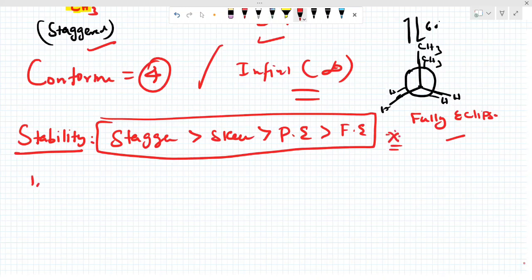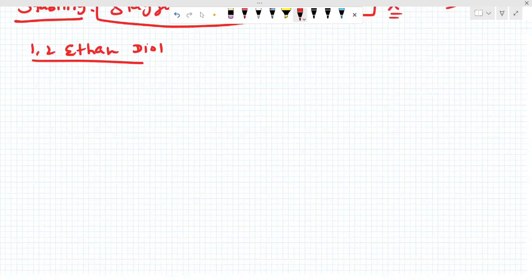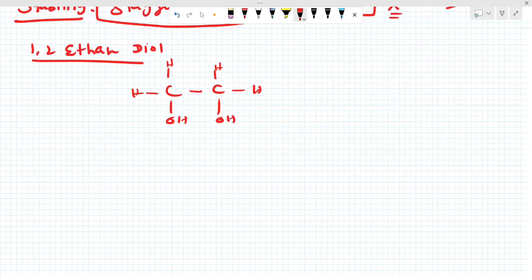Now, 1,2 ethane diol. That's very interesting, very important. Please note. This is also like butane, because instead of 2 methyl groups, 2 OH groups will be there. Carbon, hydrogen, and OH. This also can exist in 4 forms: staggered, partial eclipse, gauche or skew, and full eclipse. But in this structure, which is more stable? Please note the stability order.